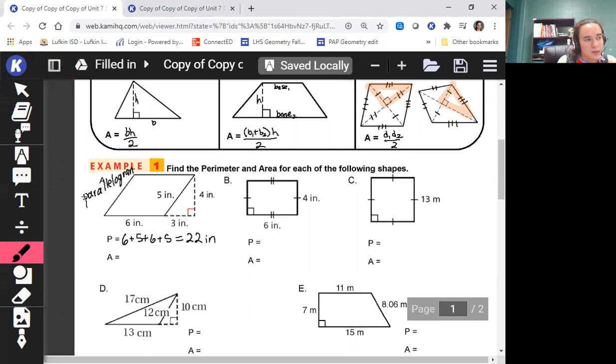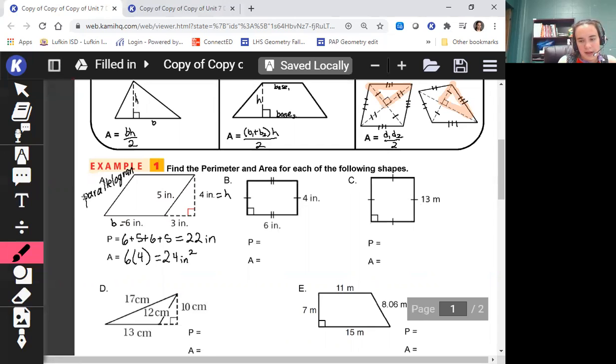Formula for area, we take the base times the height. So our base is 6 times our height, which is 4. So this 3 is extra information on this one. The 4 is our height, the 6 is the base. So 6 times 4 is 24 inches squared.